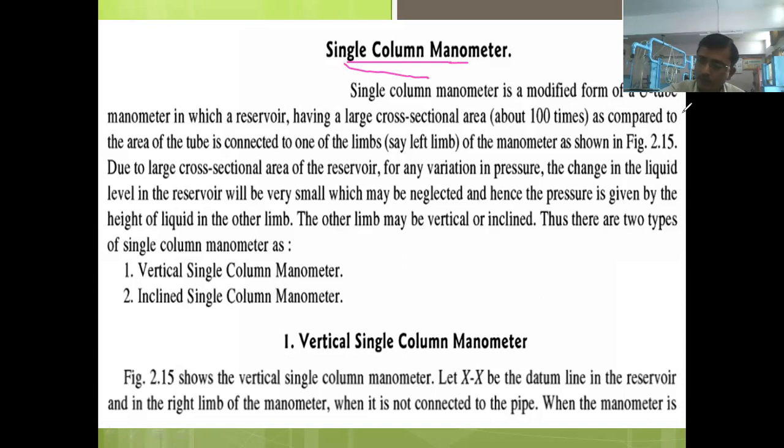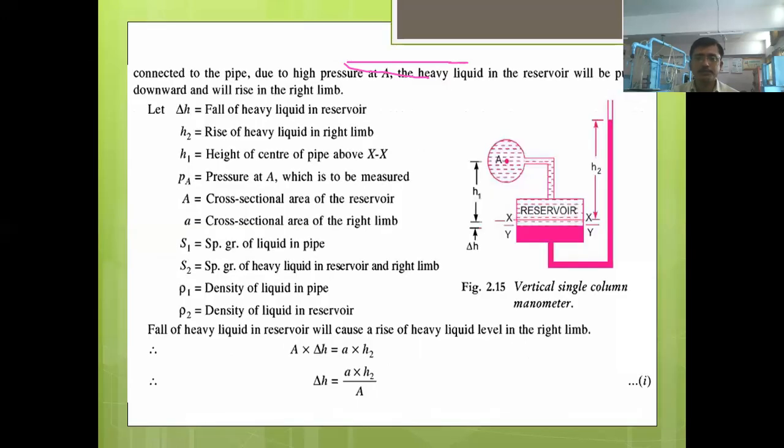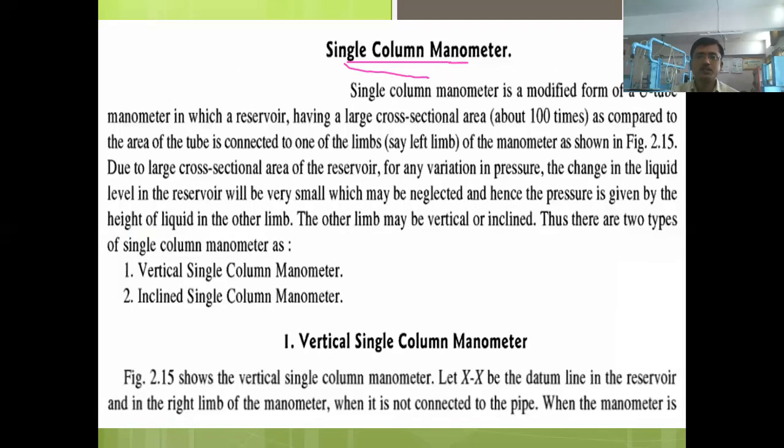We can call it somewhat of a misnomer, because there will definitely be two columns, but we measure the height of the manometric fluid in only one column, and that's why it is called a single column manometer. Here is the diagram of the single column manometer. We have two types of single column manometers.